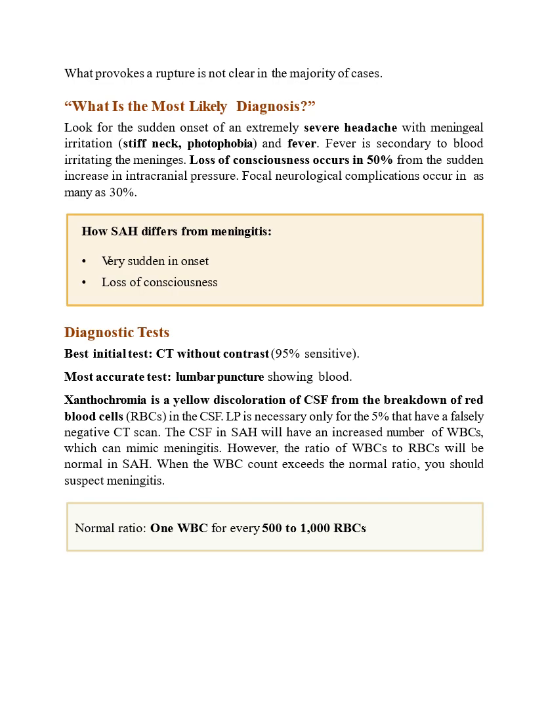The CSF in subarachnoid hemorrhage will have an increased number of WBCs, which can mimic meningitis. However, the ratio of WBCs to RBCs will be normal in subarachnoid hemorrhage. When the WBC count exceeds the normal ratio, you should suspect meningitis. Clinical tip: the normal ratio is 1 WBC to every 500 or 1,000 RBCs. Let's go to the next slide.